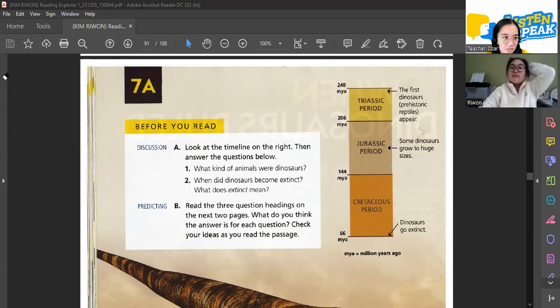Now let's try number 2. When did dinosaurs become extinct? When? Yeah, 66 million years ago. Okay, very good. Good job. So now, what do you mean by the word extinct?